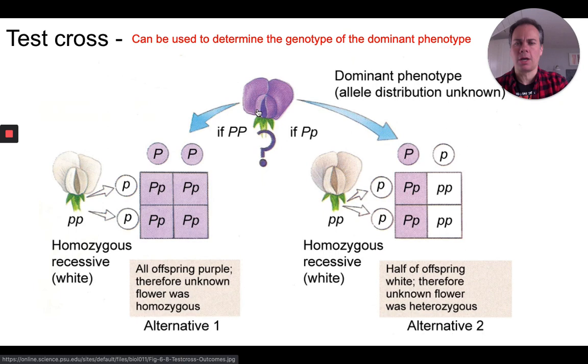So you do the test cross, you look at the offspring. If they're all showing the dominant phenotype, we can infer that the parent is homozygous dominant. If you do the test cross and there's a combination of the dominant and the recessive phenotype, then we infer that this parent was heterozygous. It's the only time you're going to end up with these white flowered plants is if the original parent was heterozygous.